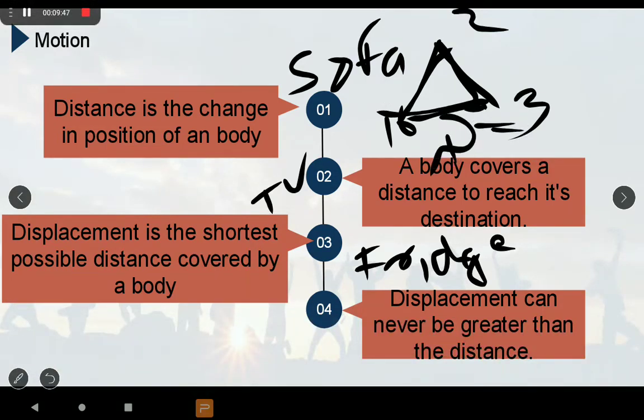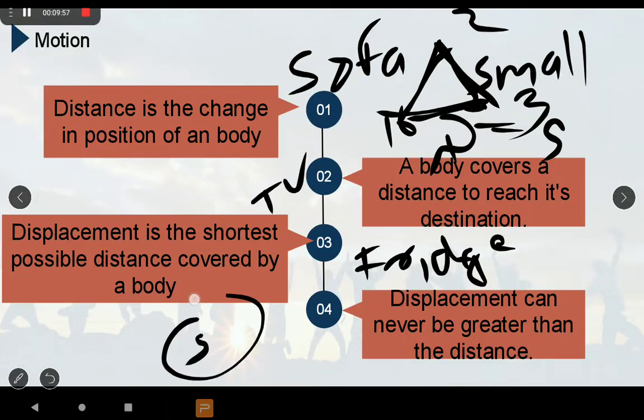And I can show displacement with an alphabetic letter, which is small s. It is very important to remember the symbol of displacement. It is small s. I don't remember the symbol of distance right now, but I will surely tell you in your next module, so don't forget to see it.